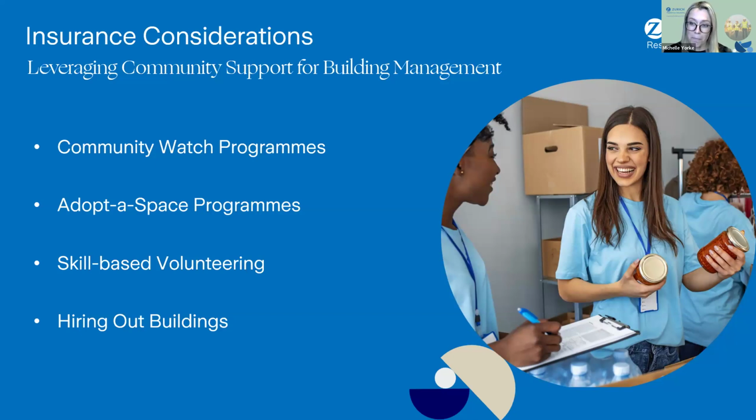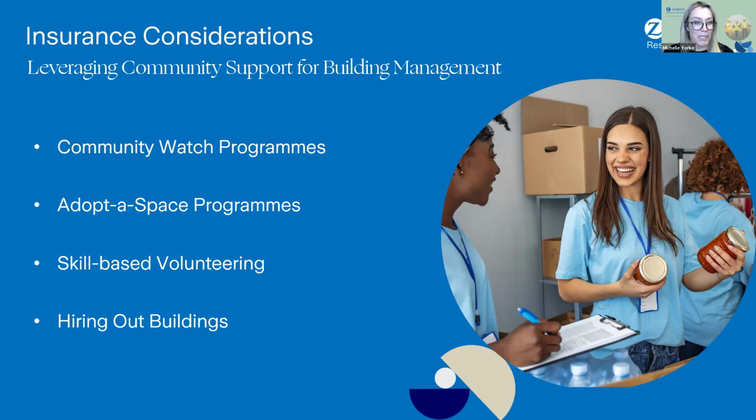Adopt a space programs allow local groups or businesses to take responsibility for the upkeep of specific areas of the building or grounds, providing ongoing maintenance support and fostering community engagement, which is all wonderful stuff. But there will need to be formalized agreements with clear terms and conditions, including liability clauses. Ensure that all participants are briefed on safety protocols and that your insurance policy covers third-party involvement. To make this work, you'll need clear agreements that spell out what each party is responsible for and ensure you have the right insurance to cover any mishaps.